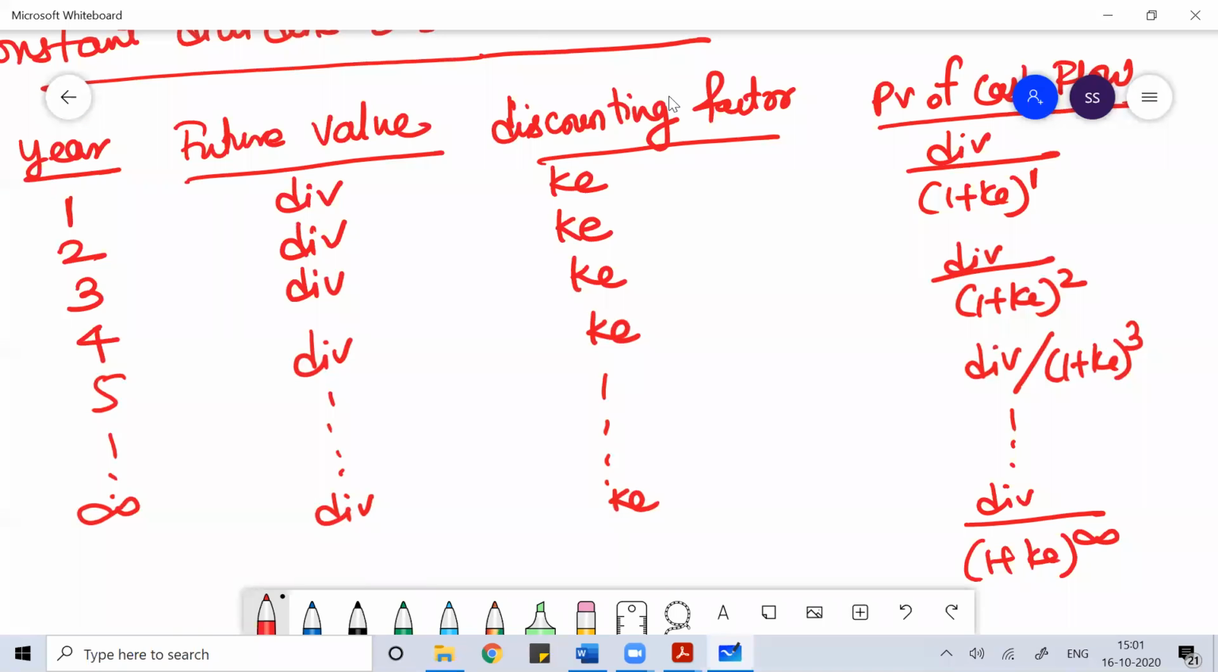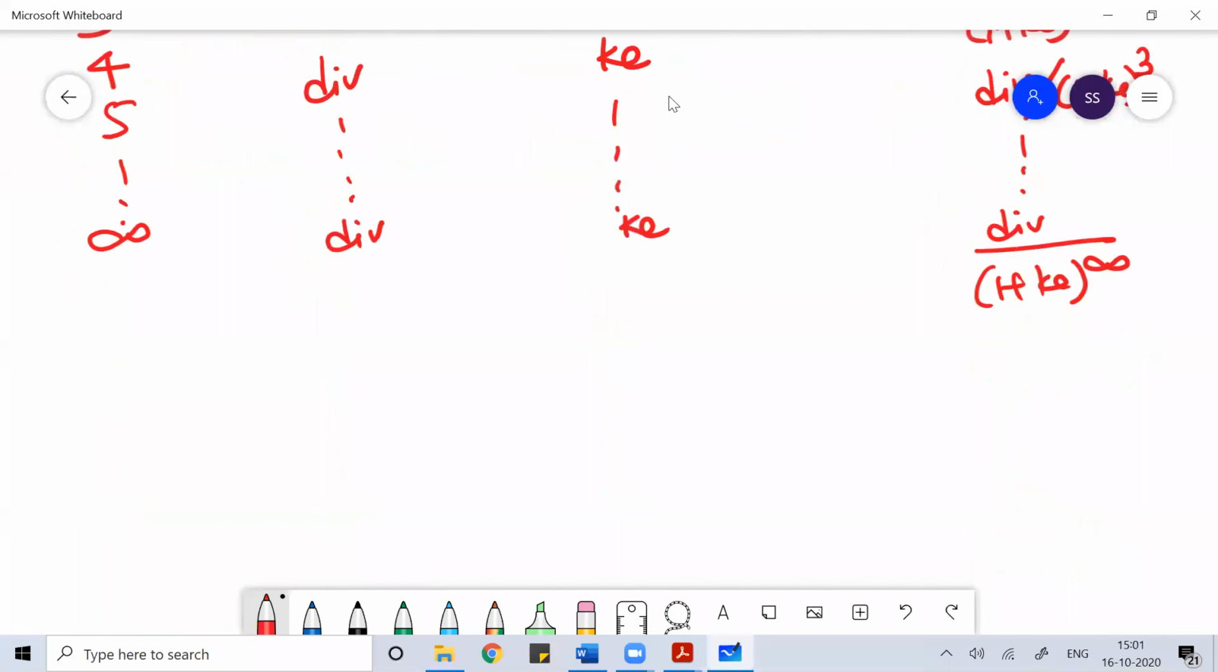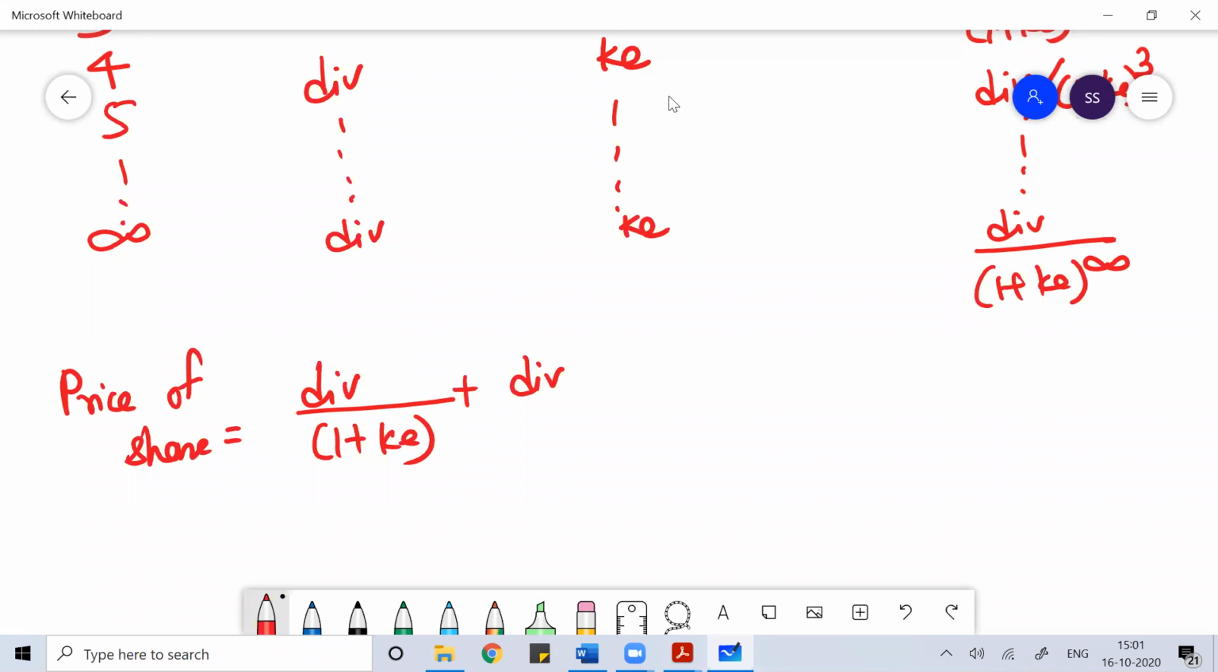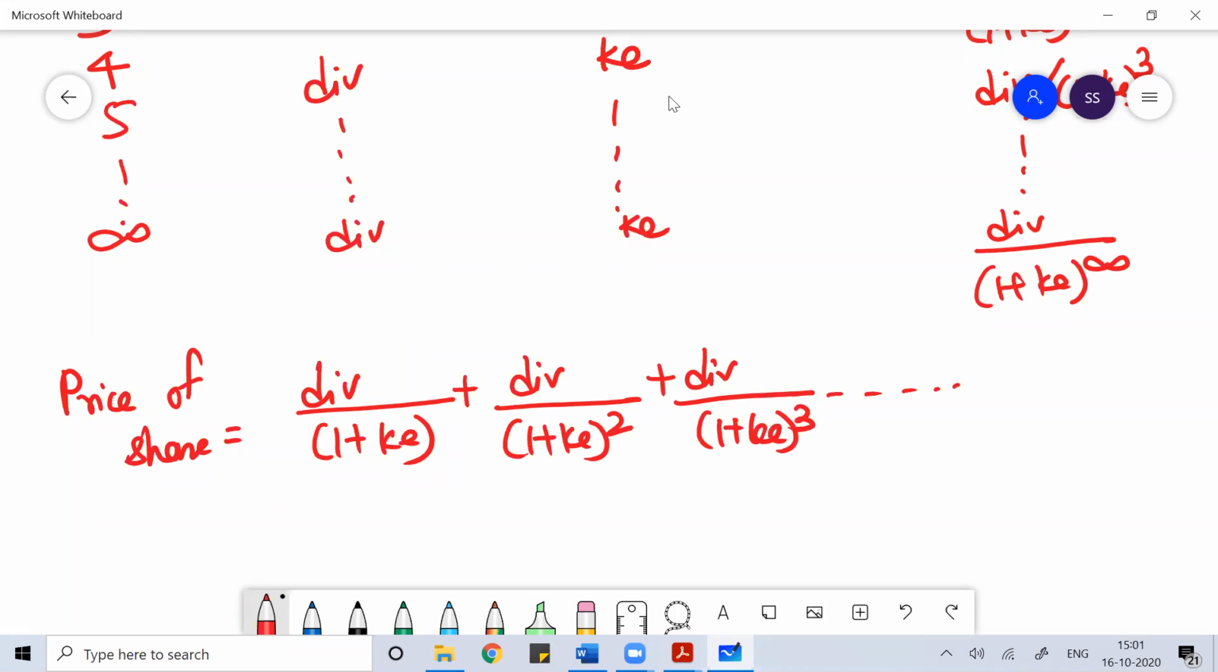Now, the sum total of all this is the price of the share. So the intrinsic price of the share is equal to dividend divided by (1 plus KE), plus dividend divided by (1 plus KE) whole square, plus dividend divided by (1 plus KE) whole cube, till dividend divided by (1 plus KE) to the power infinity.